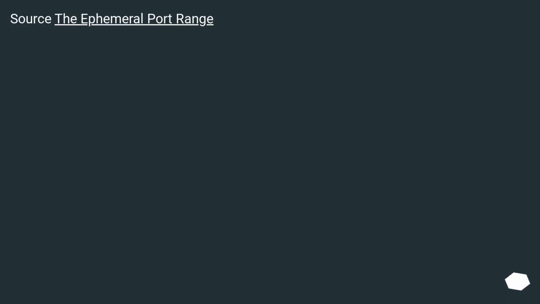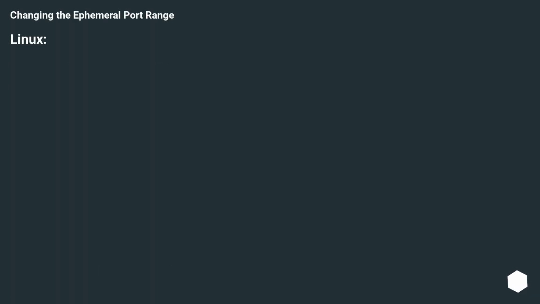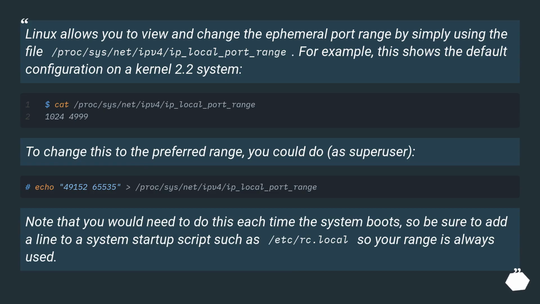Source: the ephemeral port range. Changing the ephemeral port range. Linux. Linux allows you to view and change the ephemeral port range by simply using the file /proc/sys/net/ipv4/ip_local_port_range. For example, this shows the default configuration on a kernel 2.2 system. To change this to the preferred range, you could do as superuser.